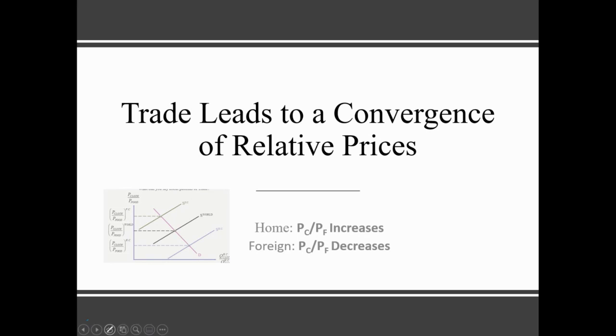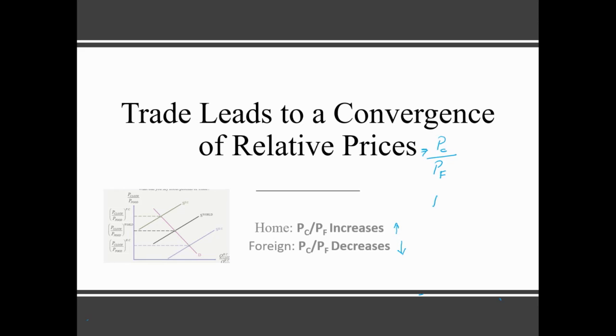When the relative price of cloth changes in the two countries, in the home country it is increasing, as we saw earlier. In the foreign country it is decreasing. What does that mean? Well, finally, because of trade, in this model where we've assumed two goods, two factors of production, no transportation costs, and no trade restrictions, so there's free trade, there is going to be a convergence of relative prices. So finally, when these two countries are open to trade, the relative price of cloth or the relative price of food in the two countries would be equal.